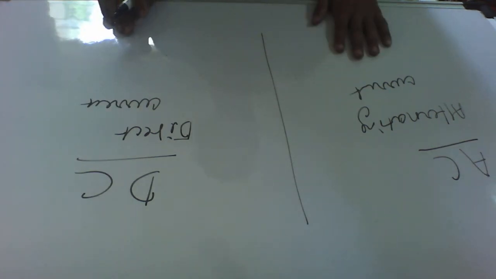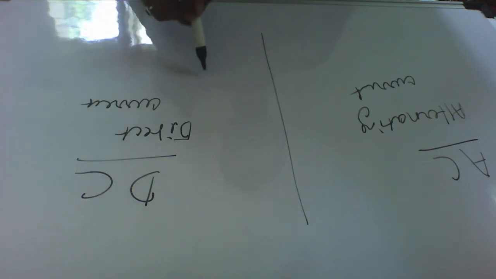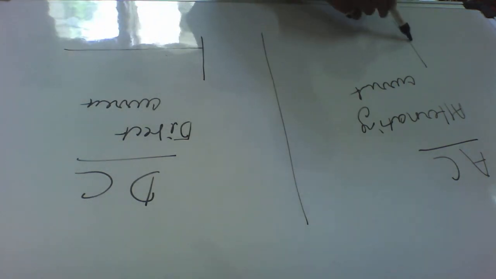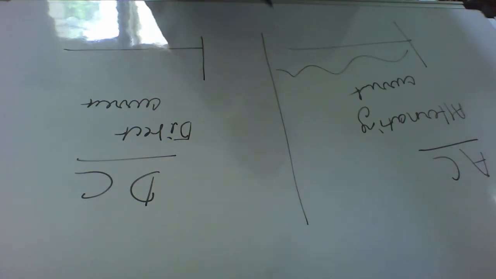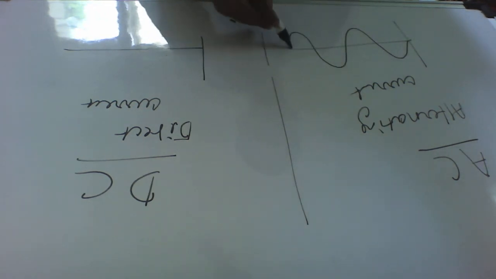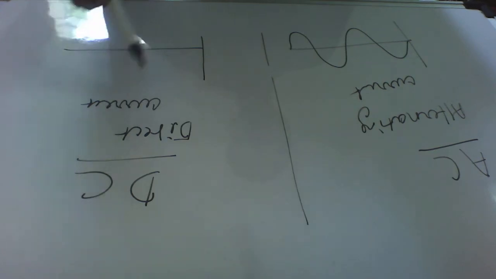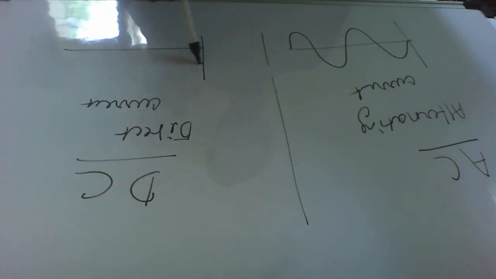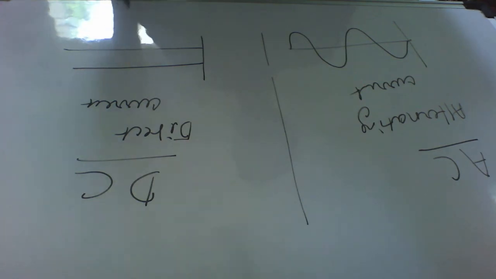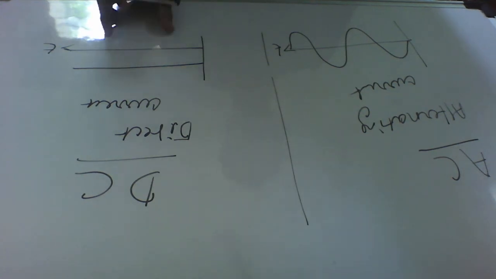Alternating current is the current which varies with time, and direct current is the current which remains constant with time. When the current varies with time, changing its phase, it is called an alternating current. And a direct current is the current which does not change its phase and remains constant throughout time.